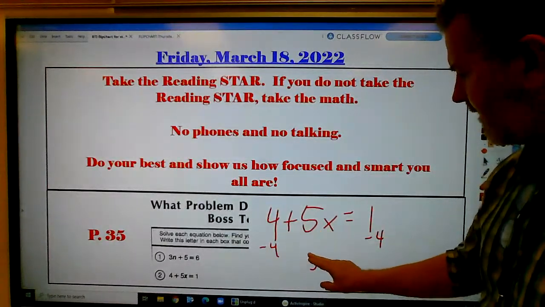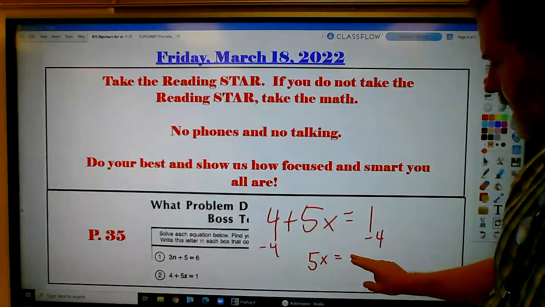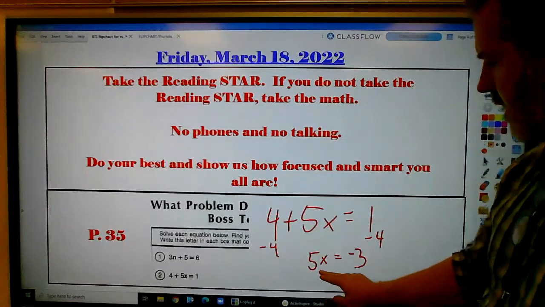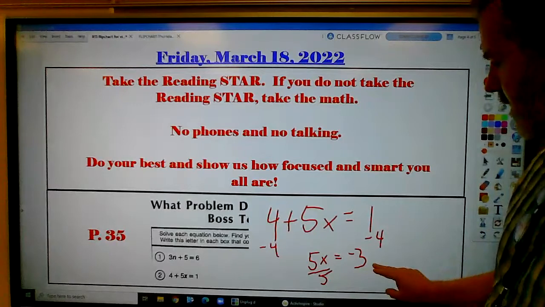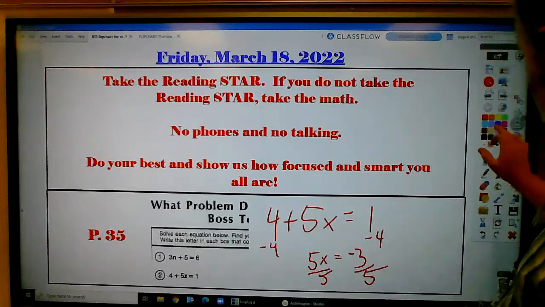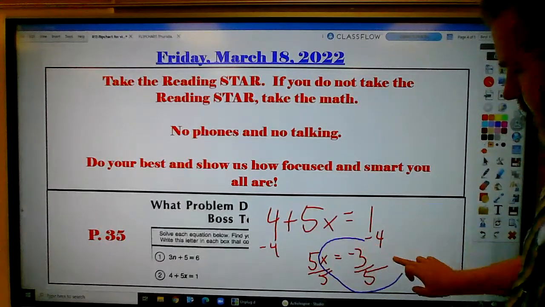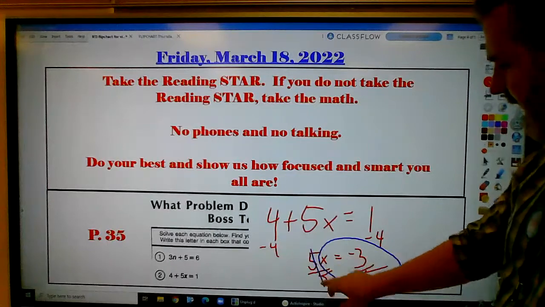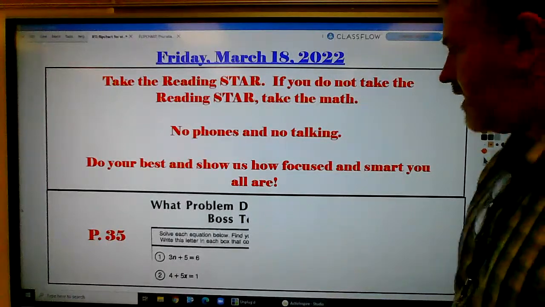Now the 5x is all that's left on the left. We have a negative 3 over here. Divide both sides by 5. And x equals negative 3/5. The 5's cancel right there. All right? That is it.